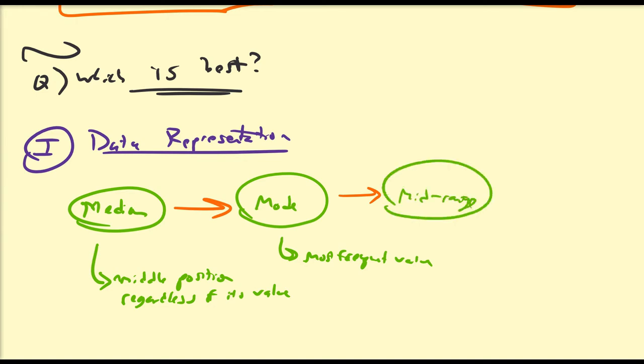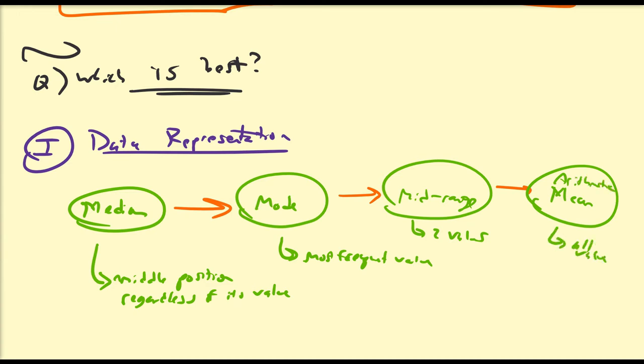How many values do you need to consider for the mid-range? That's two values, the maximum and the minimum. And the best, in terms of data representation, will be the arithmetic mean. So the arithmetic mean, right? Because we consider all values in its calculation.